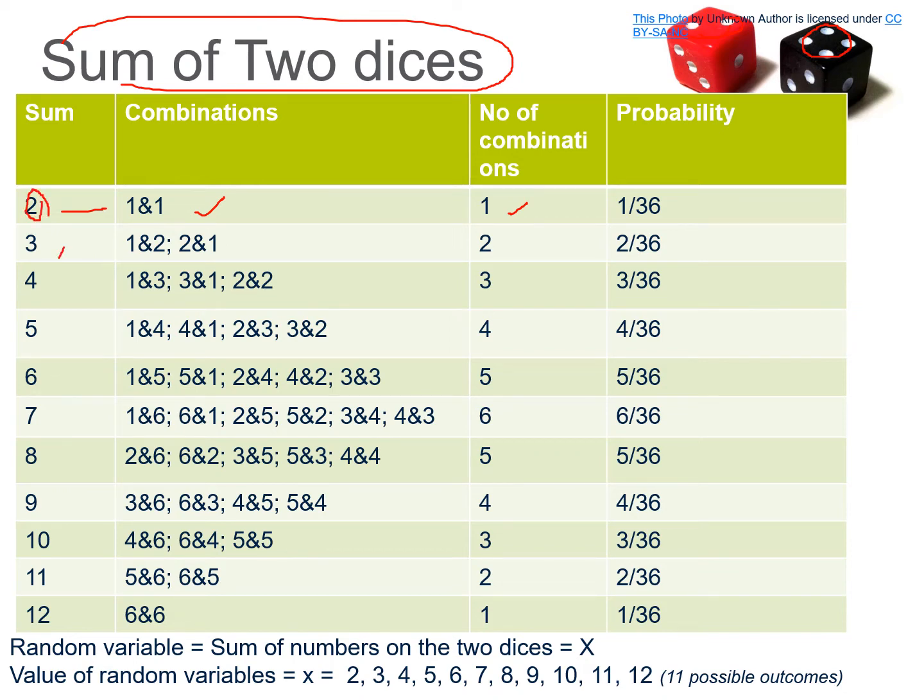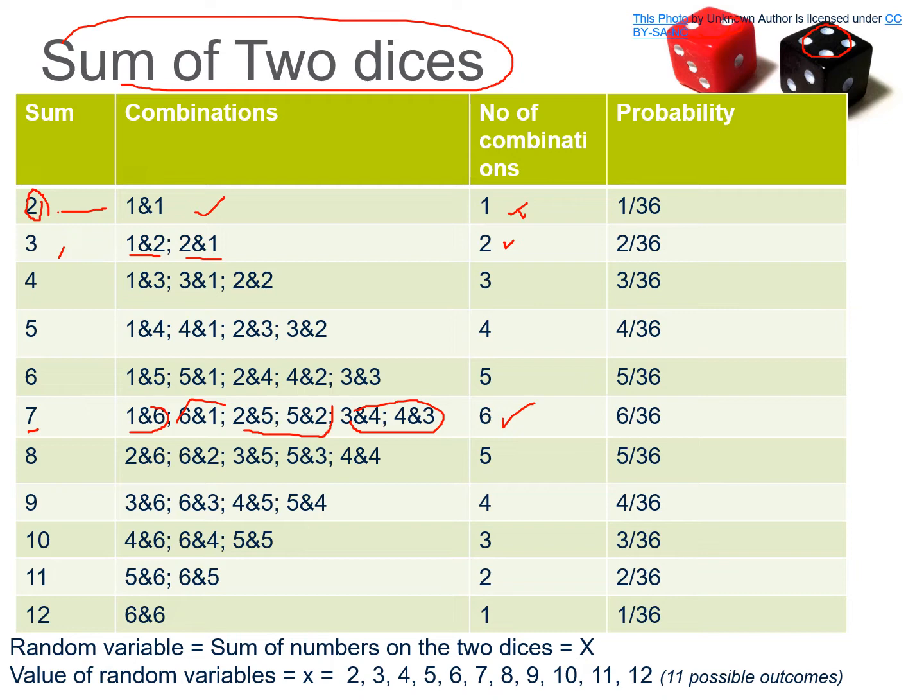To get 3, you have 1 and 2, and 2 and 1. So these are the two possibilities. Similarly, to get 7, you have a number of different possibilities. So you get 1 and 6, 6 and 1, 2 and 5, 5 and 2, 3 and 4, and 4 and 3. So all these are possibilities. That means to get a sum of 2, you have one combination. To get 3, you have two combinations. To get 7, 6 combinations, and so on.